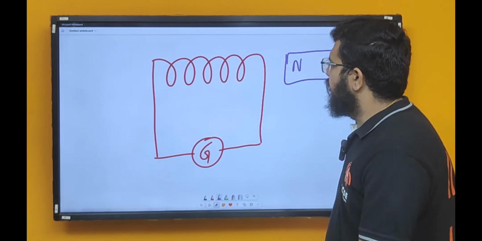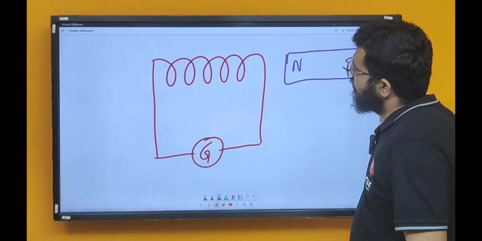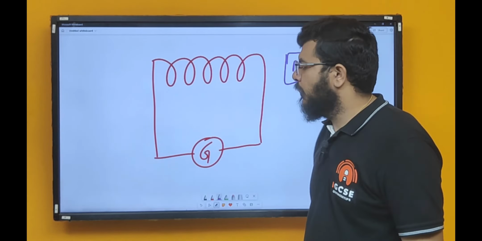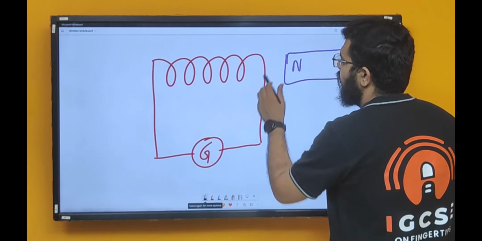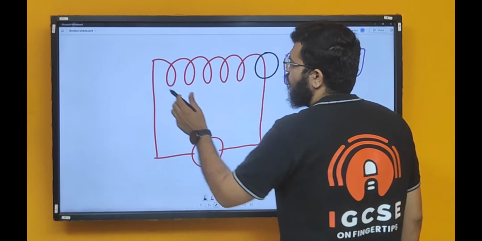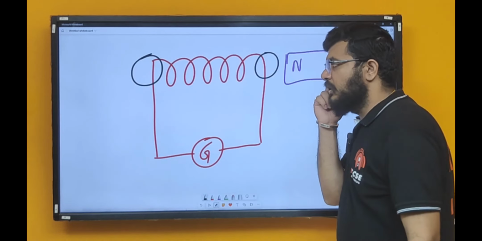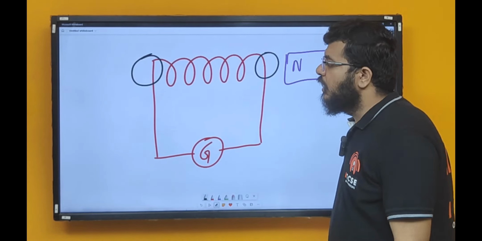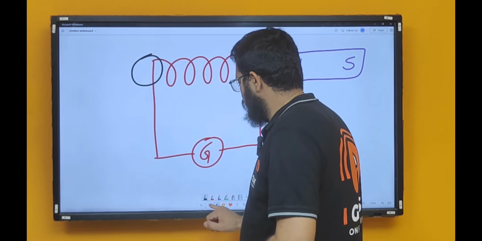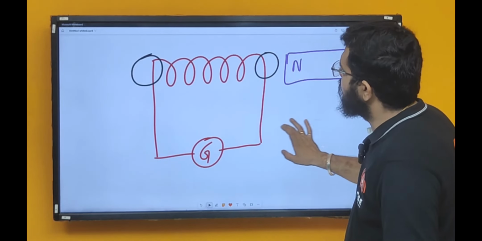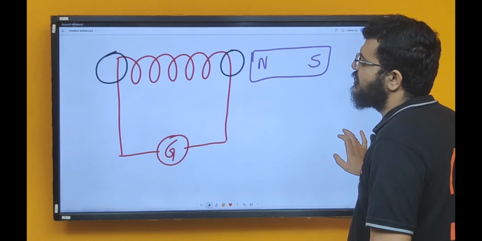I'll get into it in just a moment. So let's say this is moving towards the coil. What is the magnetic pole of the coil on the right hand side and the left hand side? How would you solve this? Now see, the logic or the principle behind this is Lenz's law.